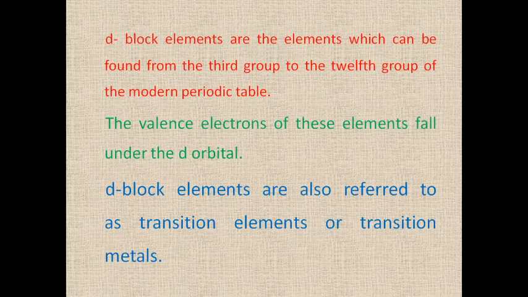D block elements are the elements which can be found from the 3rd group to the 12th group of the modern periodic table. The valence electron of these elements falls under the d orbital. That's why these elements are called D block elements, and they can also be referred to as transition elements or transition metals.